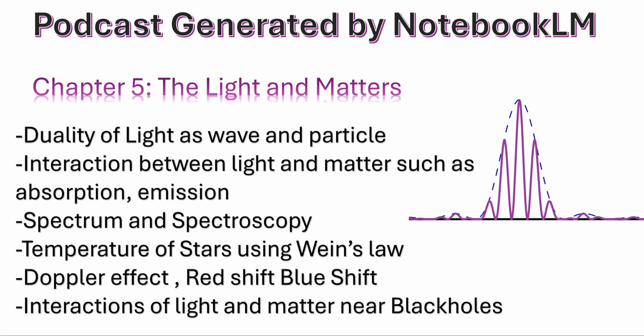But we've been talking about how light interacts with matter. What about the other way around? Does matter affect light in any other ways besides just emitting, absorbing, transmitting, or reflecting it? That's a really insightful question. And the answer is yes. Matter can actually bend light. We call this gravitational lensing, and it's a direct result of Einstein's theory of general relativity.